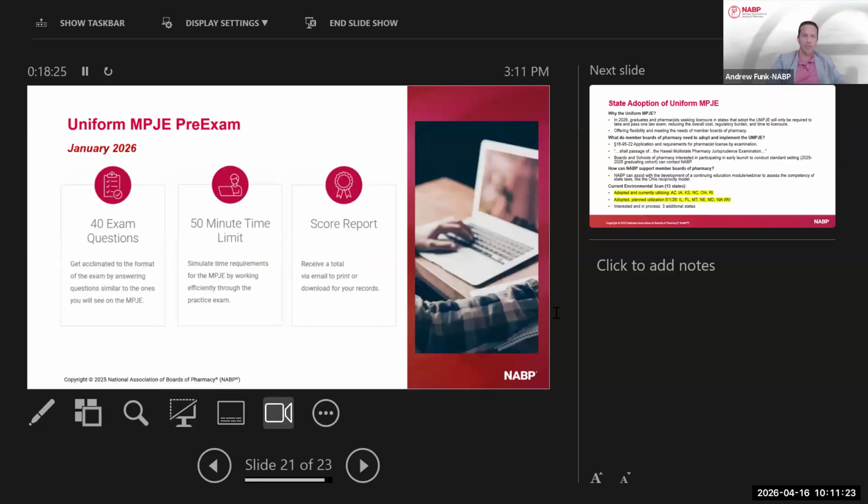The pre-exam I mentioned was launched in January of this year. 40 questions. There's a 50-minute time limit, and then the candidates are provided with a score report.